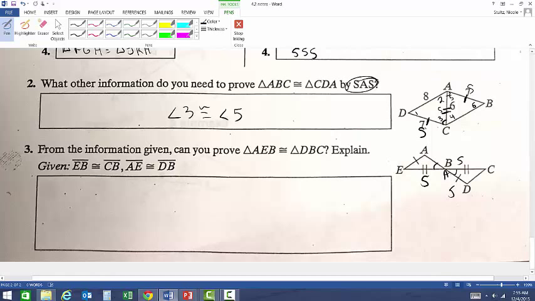Whereas this triangle doesn't have an angle between the S's, so it's like an SSA. So the answer is no, because one triangle is SSA, the other is SAS.